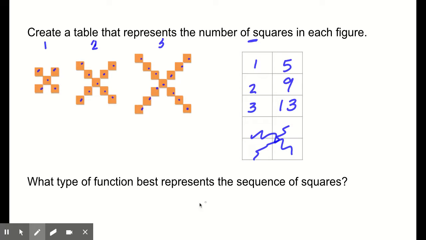The second part of our question asks for us to determine the type of function that best represents the sequence of squares. So again, we need to check for first difference, second difference, and/or common ratio. So from 5 to 9 is a difference of 4, and from 9 to 13 is a difference of 4. We have a common first difference here, which means that this is a linear function. Because the data shows a common first difference.